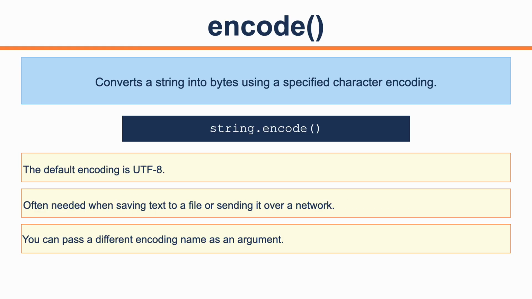The encode method converts a string into bytes using a specified character encoding. The default encoding is UTF-8. Encoding is often needed when saving text to a file or sending it over a network.